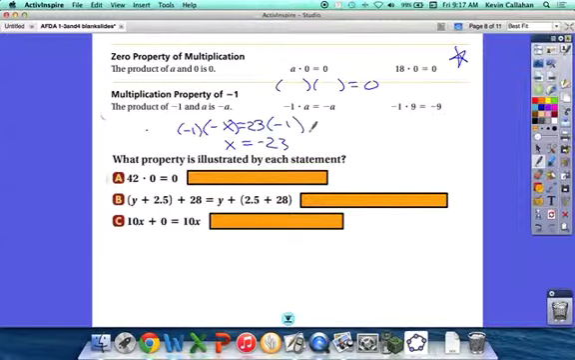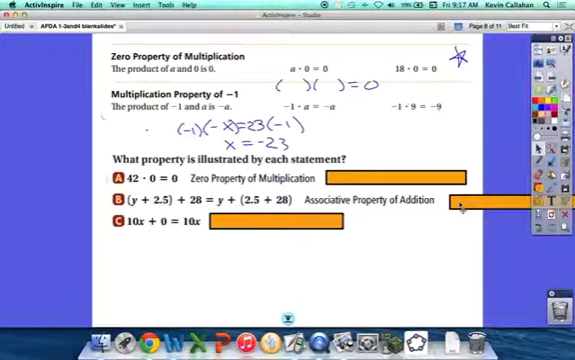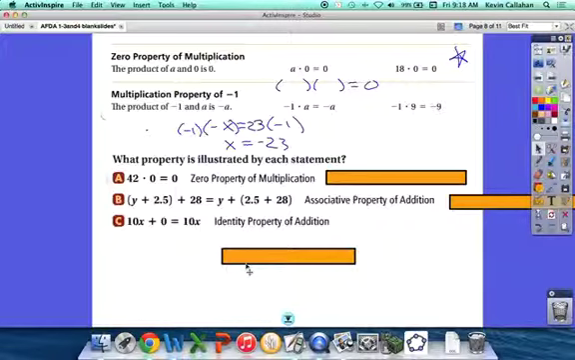Okay, which property is this first one? 42 times 0 equals 0. The 0 property of multiplication. Okay, what about this one? What's changing between the left side and the right side? The parentheses. Which property is that? Associative. Just think associate, group. That's the associative property for addition. How about 10x plus 0 equals 10x? Identity for addition. Good.